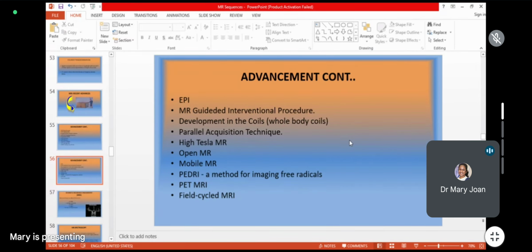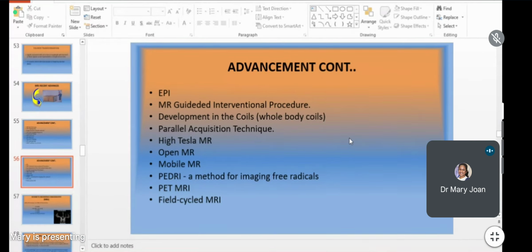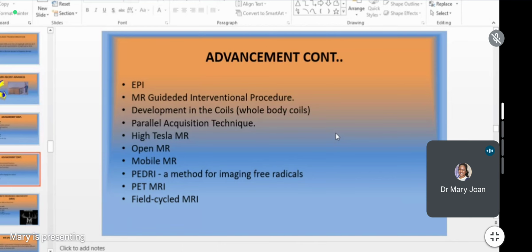And other advancements are EPI, MR guided interventional procedures, and development in the coils. So there are more developments in the type and kind of coils which we use. This is for the signal acquisition from the body. If coils are not there, the signal will be weaker. So when additional coils are added, that helps to remove the unwanted interferences and strengthens the signal which we are receiving from the body.